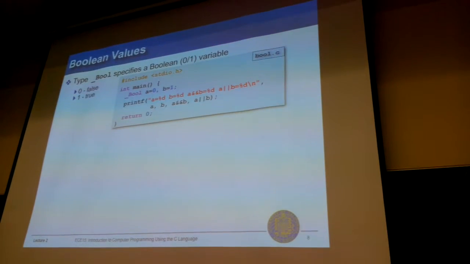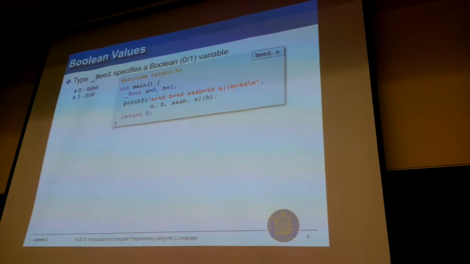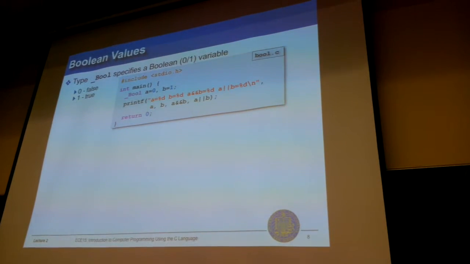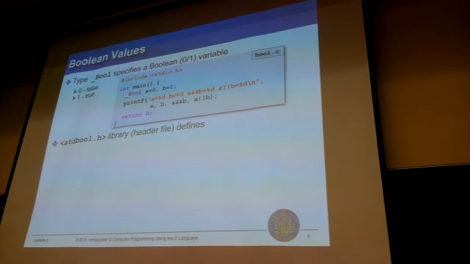So what does this look like in code? We can define two Boolean variables, A and B, and we can initialize their values. And then similarly, we can print them out. We can print them out using an integer format, which are numbers. So we have the percent Ds. It turns out that there's a new library that you can include that will improve the formatting of your Boolean variables in your code. It'll make it a little easier to read.